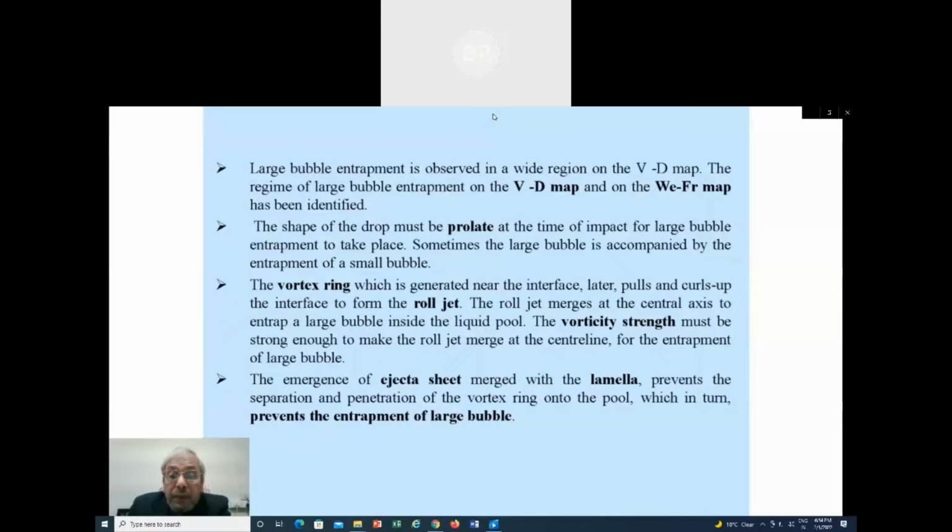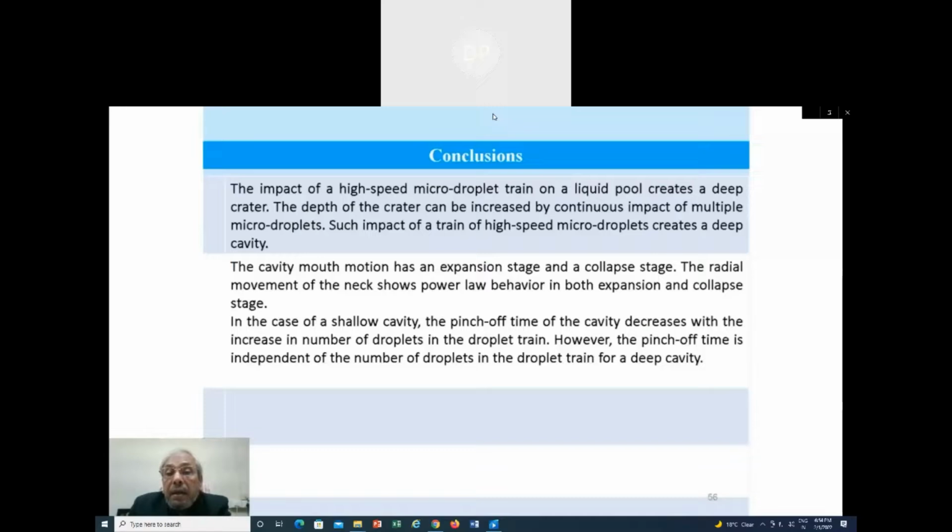The impact of a high-speed micro droplet train on a liquid pool creates a deep crater. The depth of the crater can be increased by continuous impact of multiple micro droplets. Such impact of a train of high-speed micro droplets creates a deep cavity. The cavity mouth motion has an expansion stage and collapse stage. The radial movement of the neck shows power law behavior in both expansion and collapse stage. Because of paucity of time, this power law behavior we could not show here today.